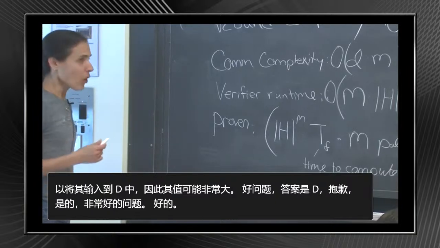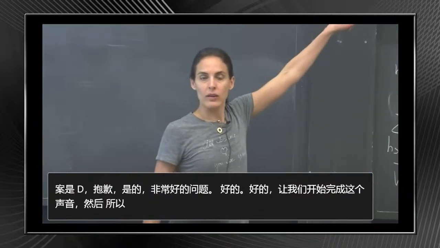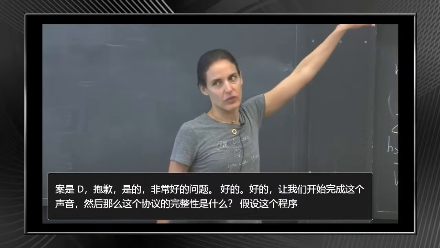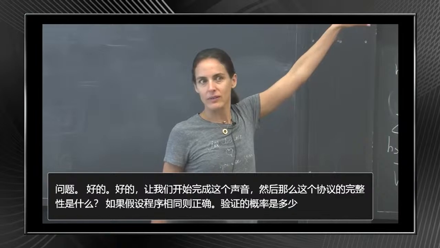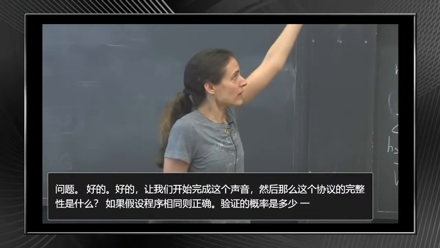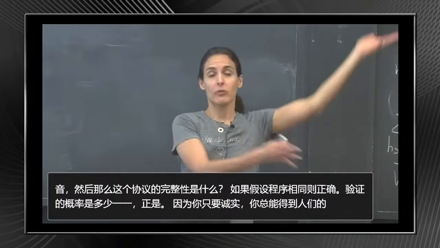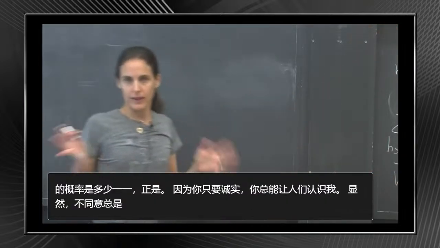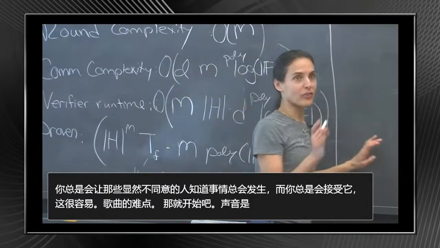Okay, so let's go to completeness and soundness then. What is the completeness of this protocol? Let's say the prover is honest, the statement is correct, with what probability will the verifier accept? 1, exactly, because you'll just be honest, you always give the correct polynomial, it will always be low degree, will always sum to what it should be, and you're always going to accept it. That's easy. The hard part is soundness. So let's do the soundness, and then after soundness, we'll take a break.